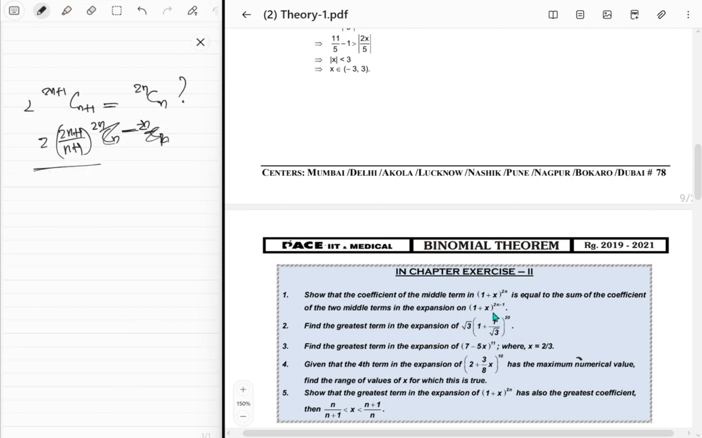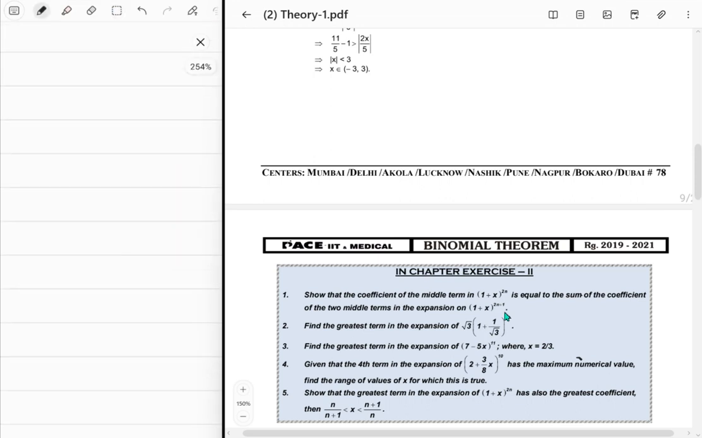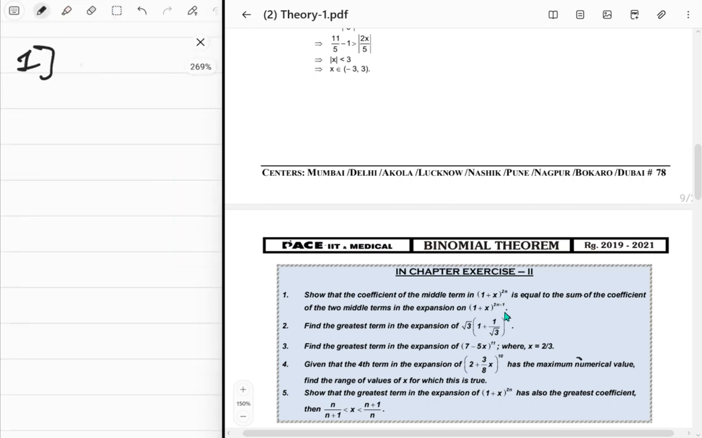Okay, let's search for a counterexample. Let's say n is equal to 1. Then (1+x)^2 will just be 1+2x+x². And when n is equal to 1, this thing will be (1+x)^3, which is 1+3x+3x²+x³. You can clearly see that this plus that is 6, which is not 2. So this first question is wrong, basically. Okay, so first wrong question.